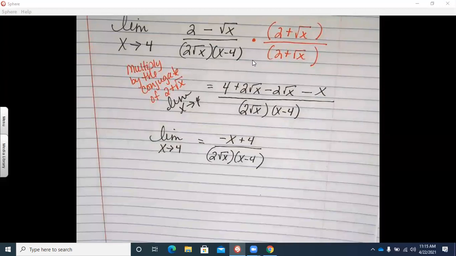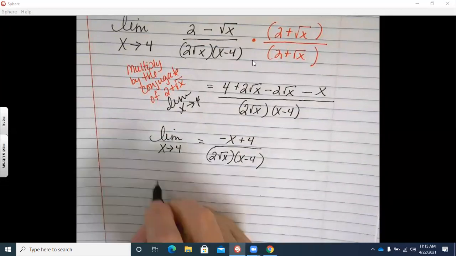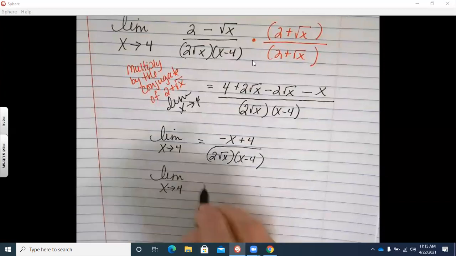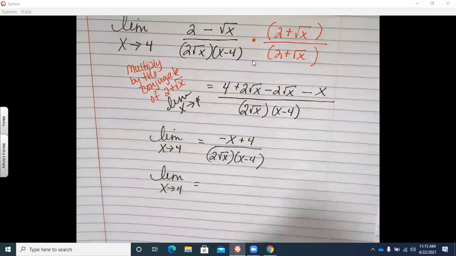Now, is anything going to cancel? Not yet. But if we could just turn this x positive and this 4 negative, it would cancel, right? Can we just do that? Just change it? No, what would we have to do? Factor out a negative 1. Is that okay? Can you do that? Totally. So I don't need to put these equal signs.